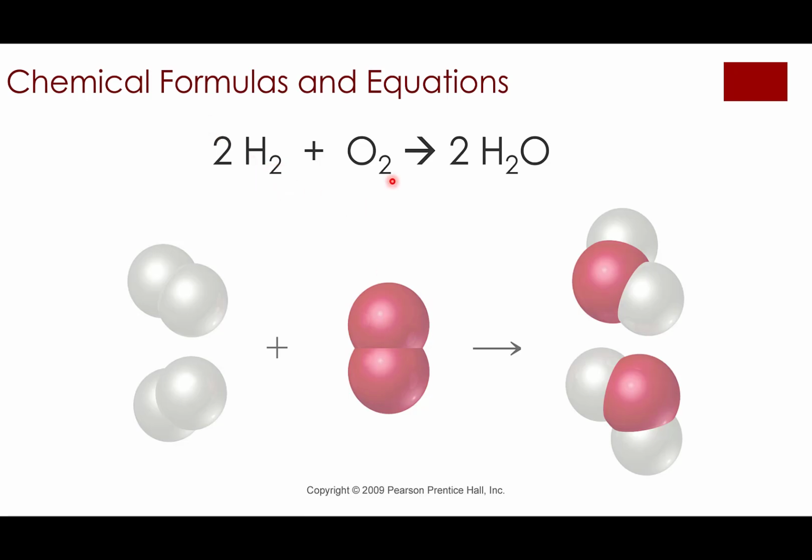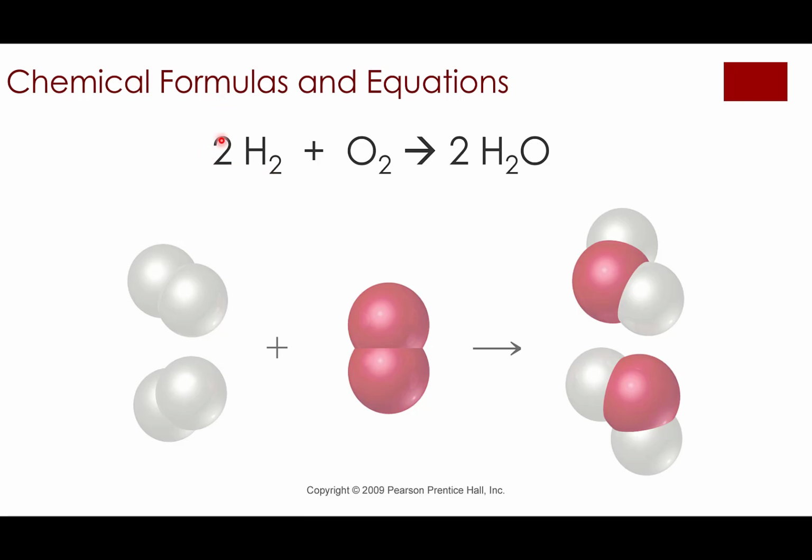So our subscripts tell us about the identity of the molecule. If I change this subscript from a 2 to a 3, or if I add a subscript of 2 over here to the oxygen, I've completely changed the identity of that molecule. It's no longer hydrogen or water. It's now hydrogen peroxide or ozone or something like that. So the subscripts tell us about identity.